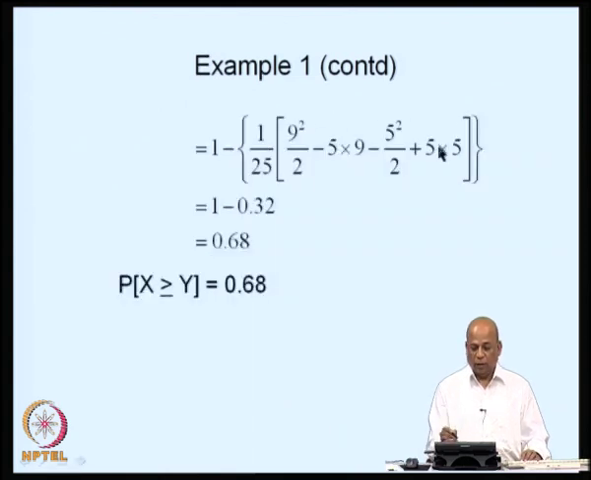When we simplify this, you get 1 minus 0.32. So, this is 0.32 and you get 0.68. So, the probability of x being greater than or equal to y, you get it as 0.68.